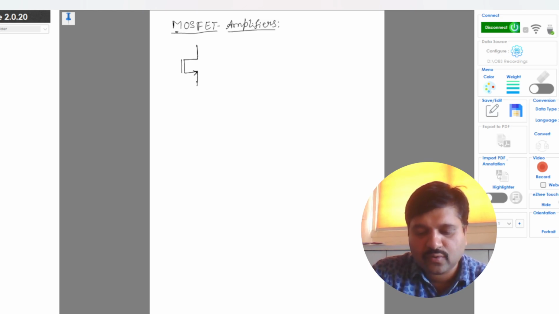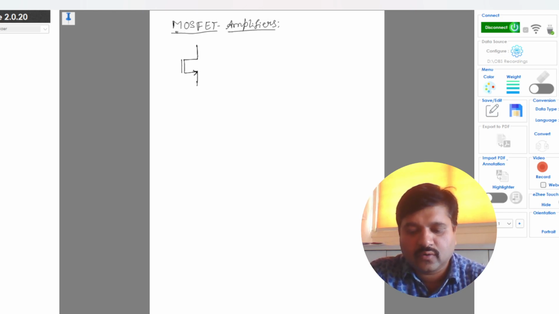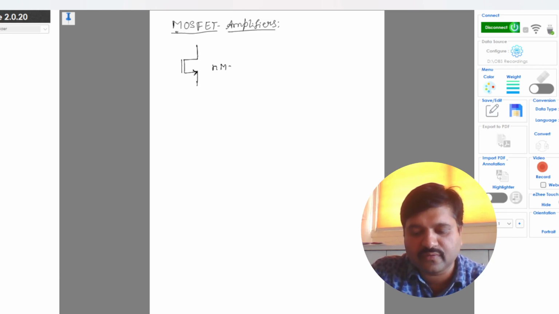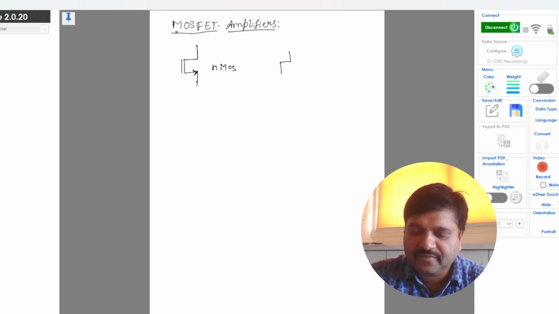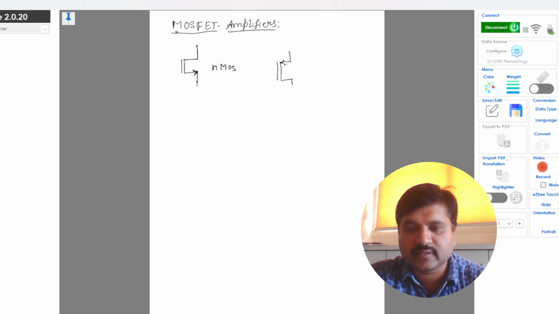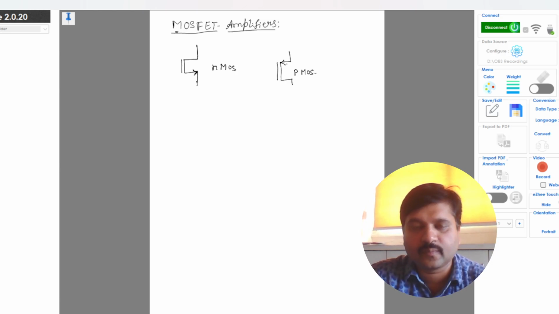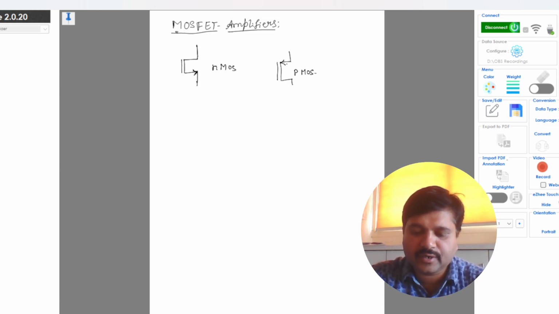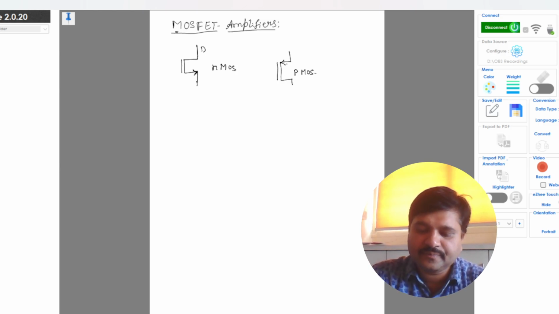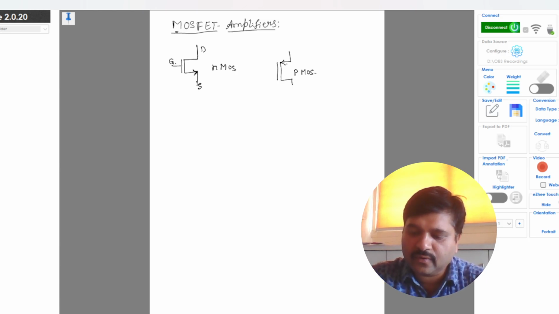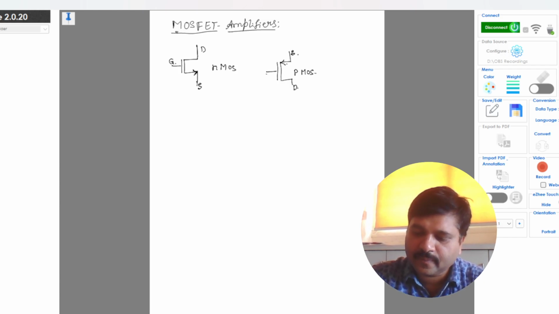Now the arrow going outside the MOSFET represents that it is an N type MOSFET. If the arrow is going inside the MOSFET, it is a P type MOSFET. Corresponding to this, the terminals are drain, source and gate for the NMOS, and for the PMOS, source, drain and gate.